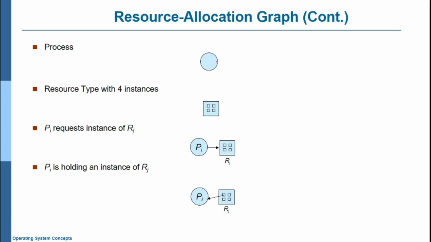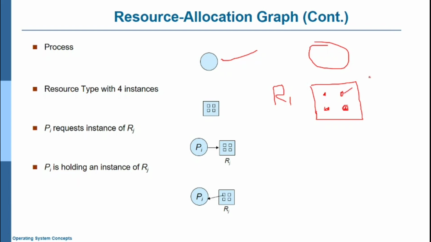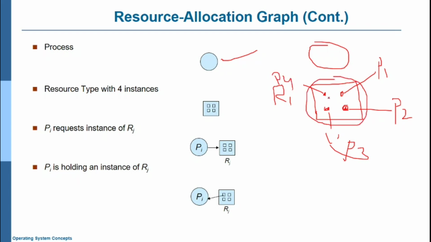Next, the notation of the resource allocation graph. A process is represented by a circle. A resource type with 4 instances: resource R1 has 4 instances. It means resource R1 is divided into 4 parts, and each part may be required by a process. For example, this part is required only for process P1 to complete, this may be required by P2, this by P3, this by P4, and all these resource instances may be required by other processes like P6.